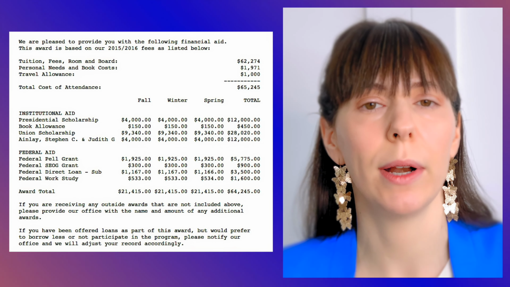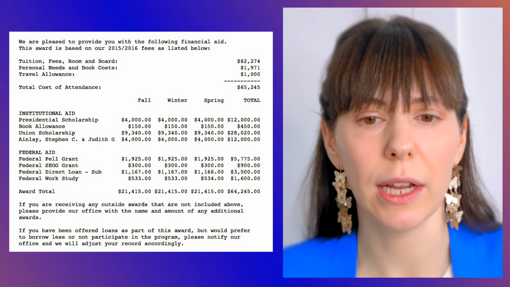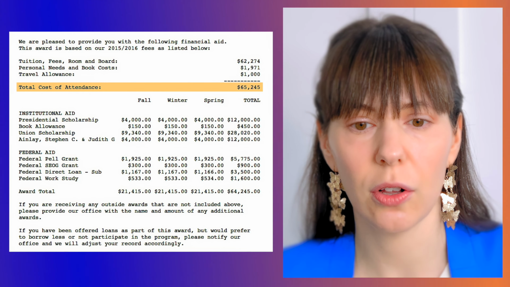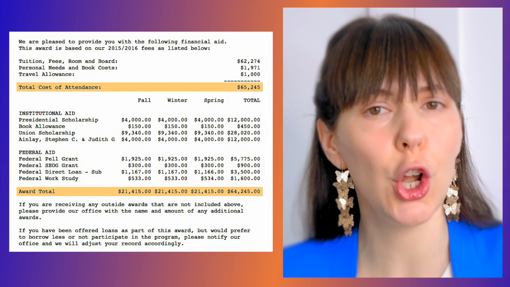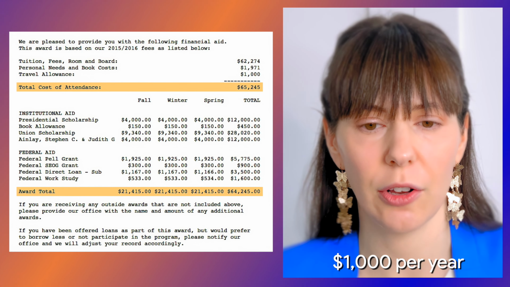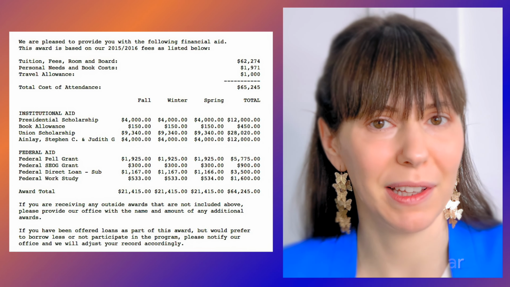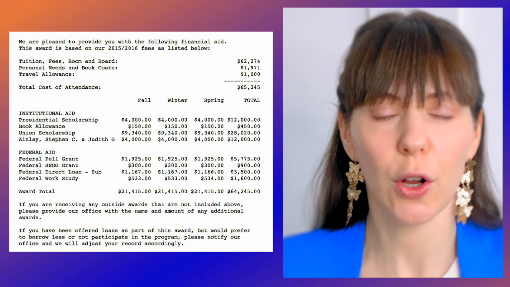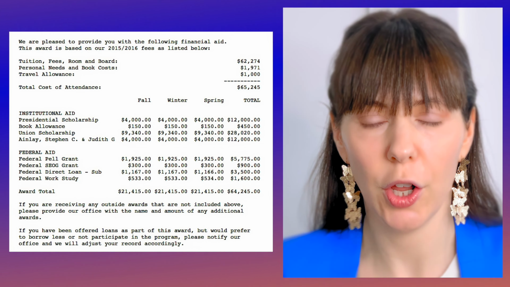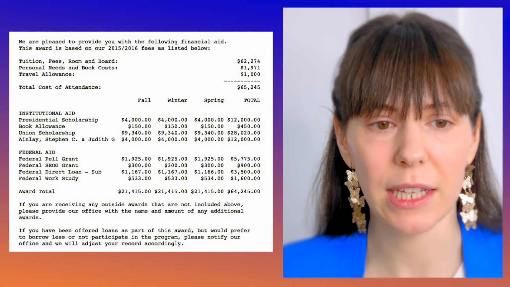So one thing that I want to point out to you about this award letter, if you look at it, it tells you the cost of attendance, $65,000, and it tells you the award total, $64,000. But nowhere on this letter do they do the math and say, you will owe $1,000 per year. I don't know why, but they don't. So this is the kind of crazy thing about these letters, that you have to be aware that you're still going to have to do some math on them. Let's look at the next one.